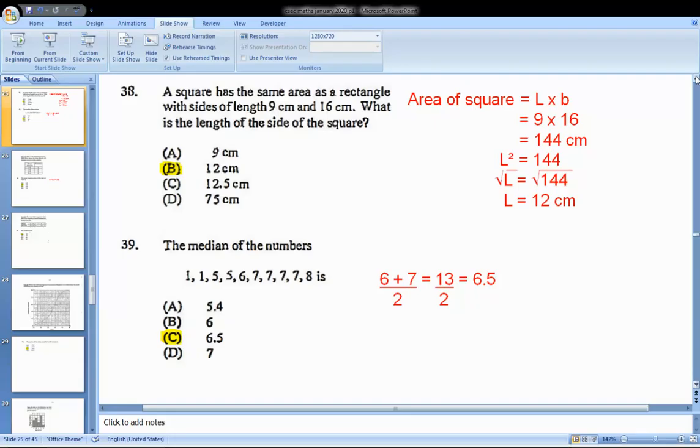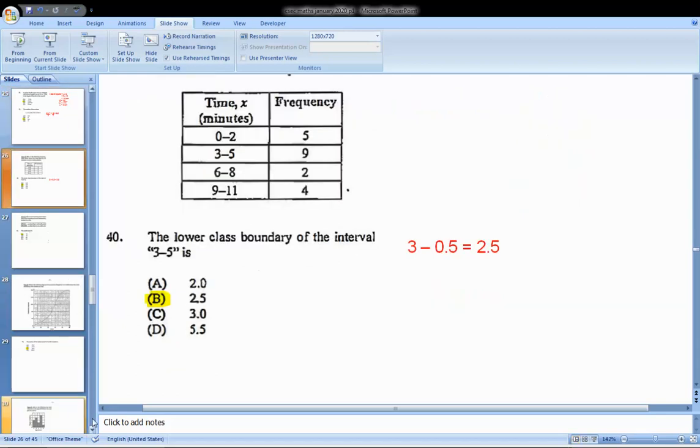39 says, the median of the numbers. Now, what do you know about the median? We know that the median is actually the middle number. When we look at our numbers, the middle ones are 6 and 7, because we have 1, 2, 3, 4, 5, 6, 7, 8, 9, 10. So we simply add those two and divide by 2. So 6 and 7 gives us 13, and we divide that by 2, which is 6.5. So our answer would be C. Let's go on to number 40 now.